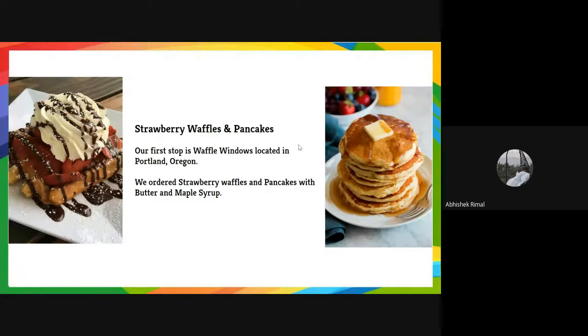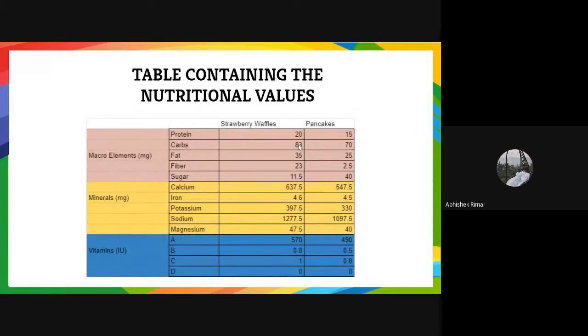So we ordered this and we ate this, and we had the best time because the food was very good. And as you can see from the picture, it looks very appealing as well. After the breakfast, we were so full, so we decided to do some research.